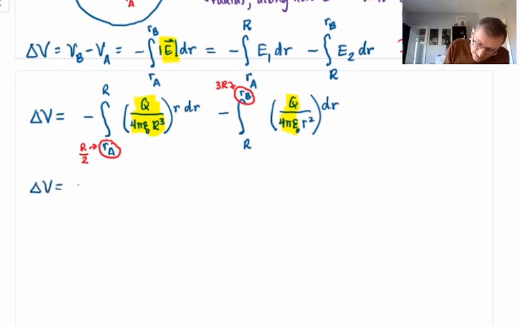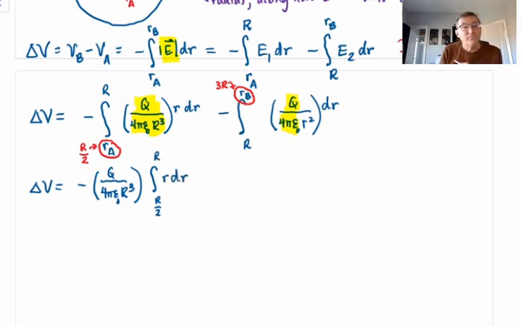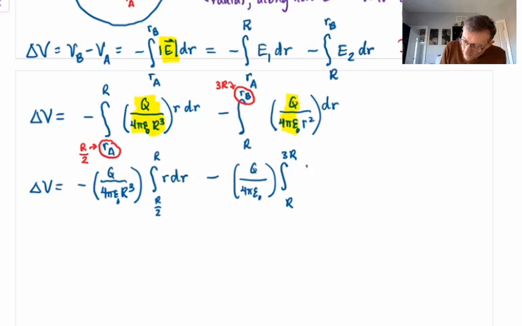All right, so I have negative q over 4 pi epsilon 0 big R cubed, integral from big R over 2 to big R of little r dr. Then minus q over 4 pi epsilon 0, integral from big R to 3 times big R of d little r over little r squared. Now both of these integrals are easy to do.